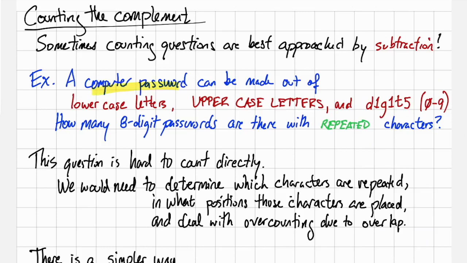A computer password can be made out of lowercase letters, uppercase letters, and digits, the numbers 0 through 9. Let's try to count the number of 8-digit passwords that have repeated characters. Let's think about how we would go about calculating this using the multiplication principle. In order to do that, we would need to determine which characters are repeated, where we're going to put them in the word, and then deal with the fact that there's some overcounting due to overlap in how we choose where the characters get placed.